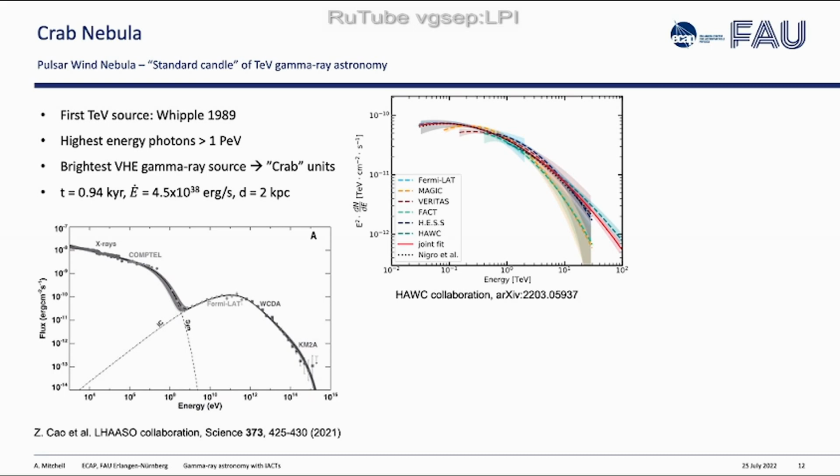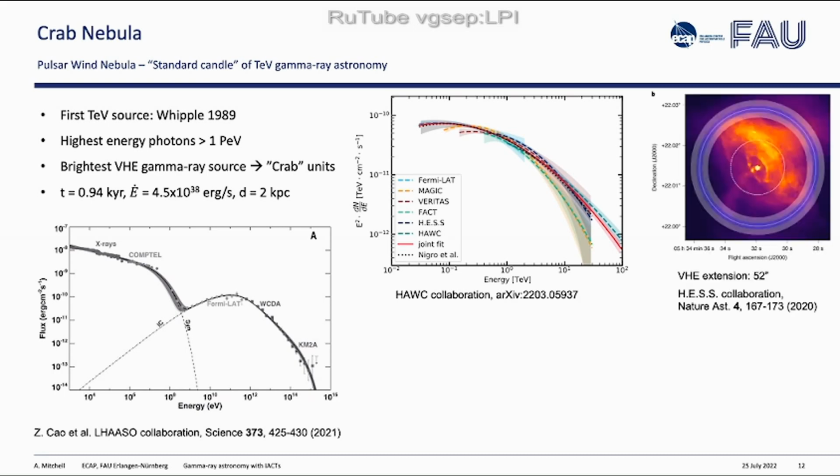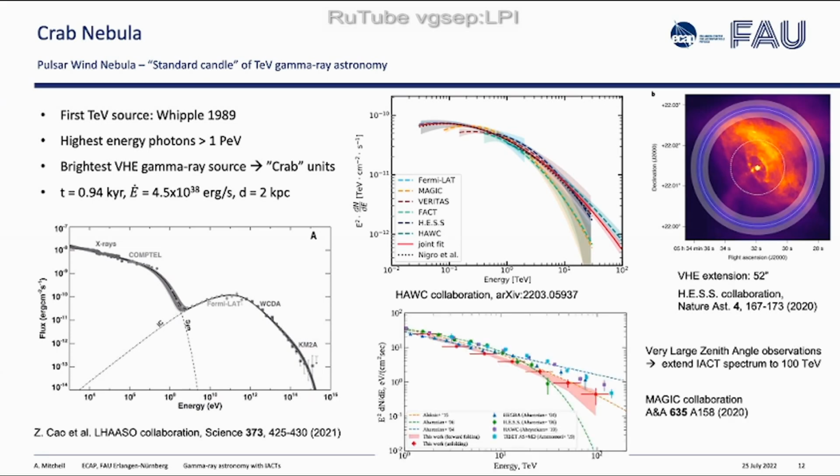A couple of recent results on the Crab Nebula from Cherenkov telescopes. These include the measurement of the extension of the Crab Nebula, which is measured at 52 arcseconds. So this isn't an upper limit, this is really the size. And we can see how this compares to the X-ray torus of the pulsar. And also additional techniques which allow us to extend the reach up to 100 TeV. So using very large zenith angle observations, which was demonstrated by the MAGIC collaboration, this can be used to extend the spectrum measured from the Crab up to 100 TeV in energy.